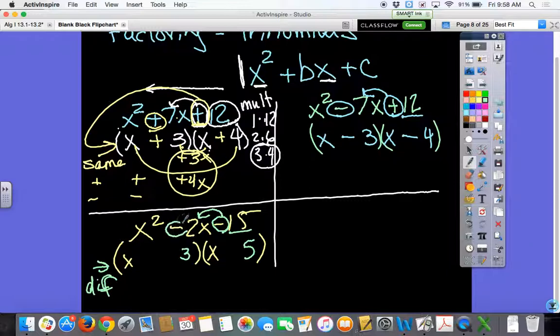So look up front. This is the sign that the big number gets. So you've got a 3, you've got a 5. 5 is bigger. So 5 gets the negative, 3 gets the opposite. If you want to check it, by all means, work it out. x times x is x squared. Now look at this. Positive 3x, and that's going to be negative 5x. So when you put them together, you do have a negative 2x. That works great. And then positive 3 times negative 5 is negative 15. So it works. Let's try one last scenario.